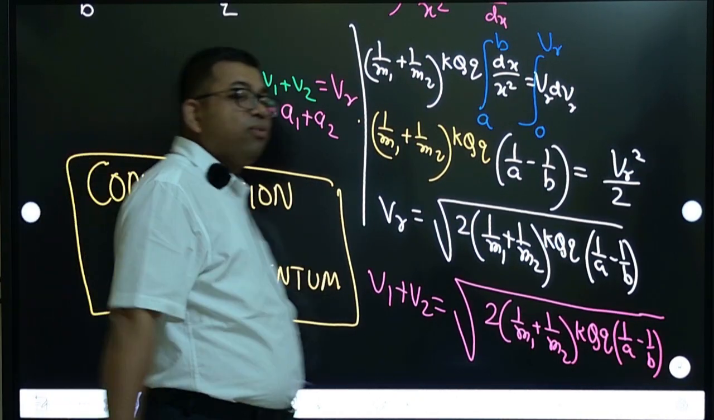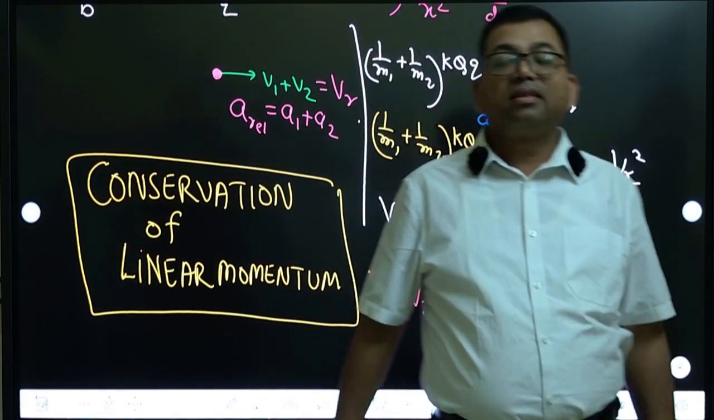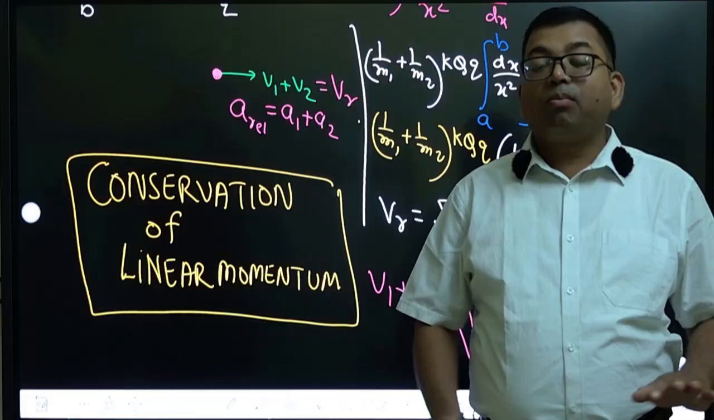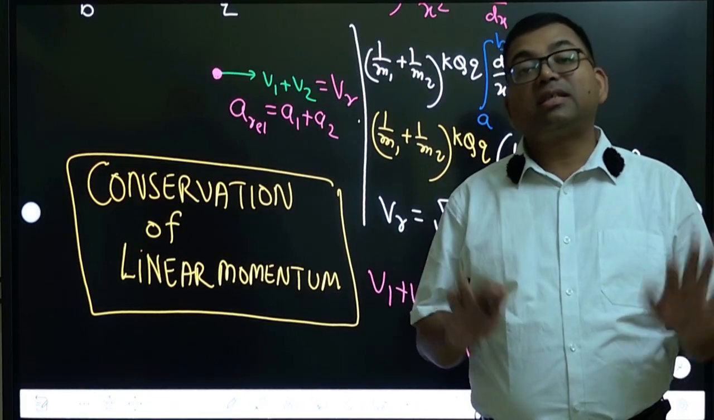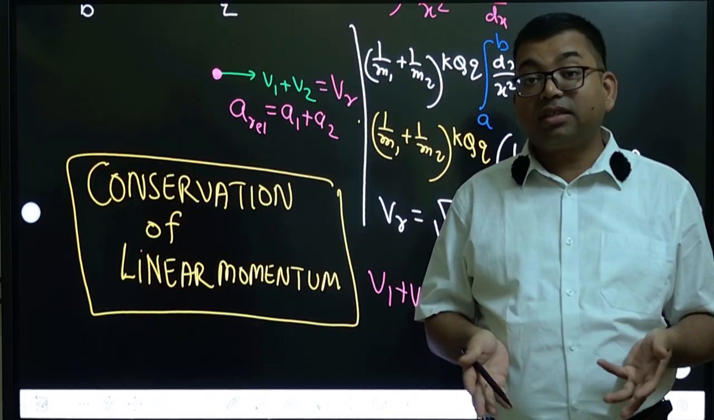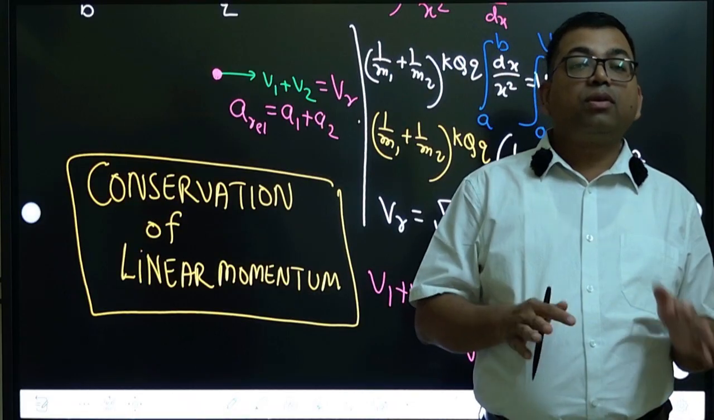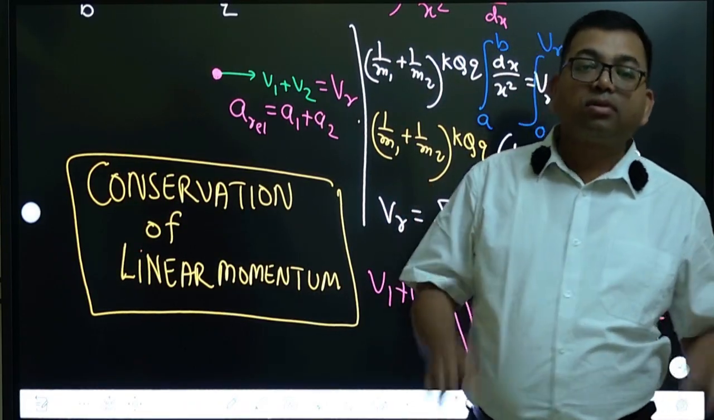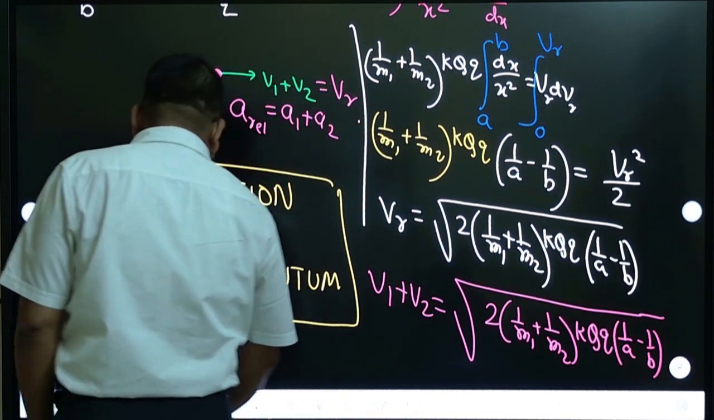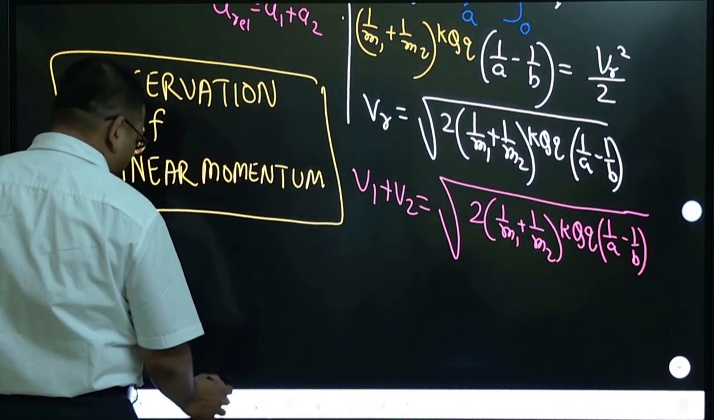So when external force is zero, the center of mass has the same momentum or same velocity which it was having initially. Initially the system was at rest, so the center of mass has zero velocity. So momentum is conserved. M1 V1 equals M2 V2, they will cancel out, right? So you got the other equation: M1 V1 equal to M2 V2.